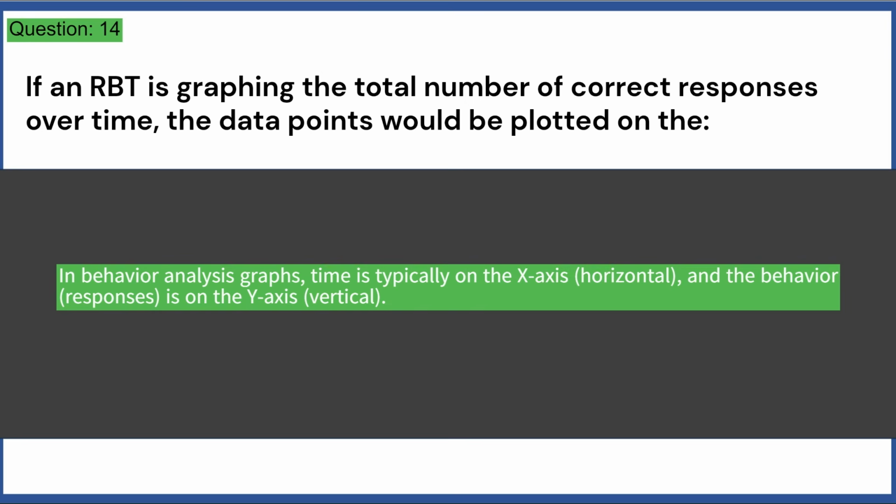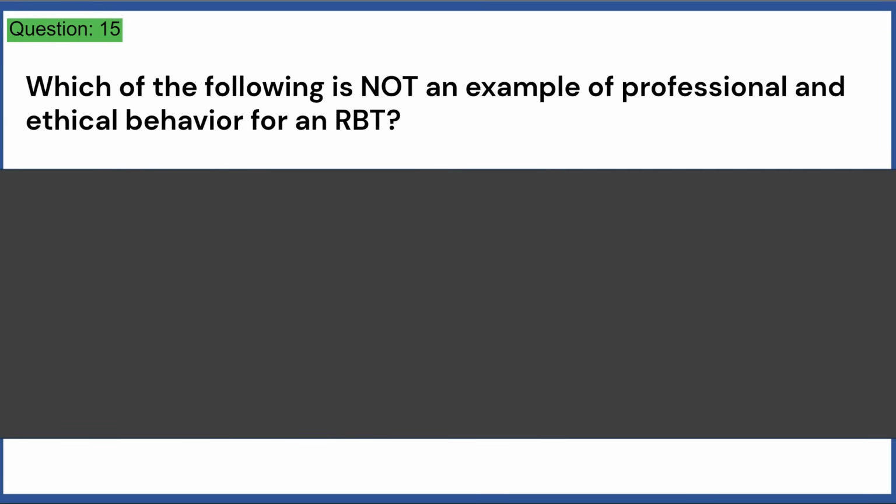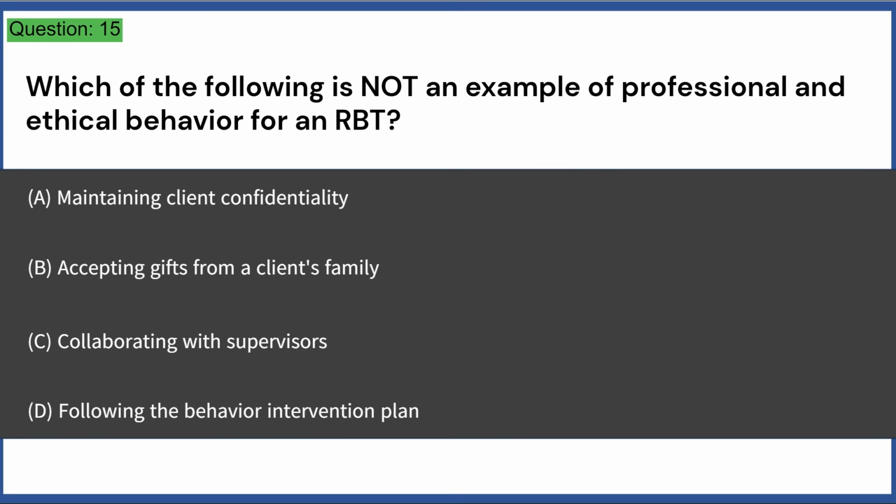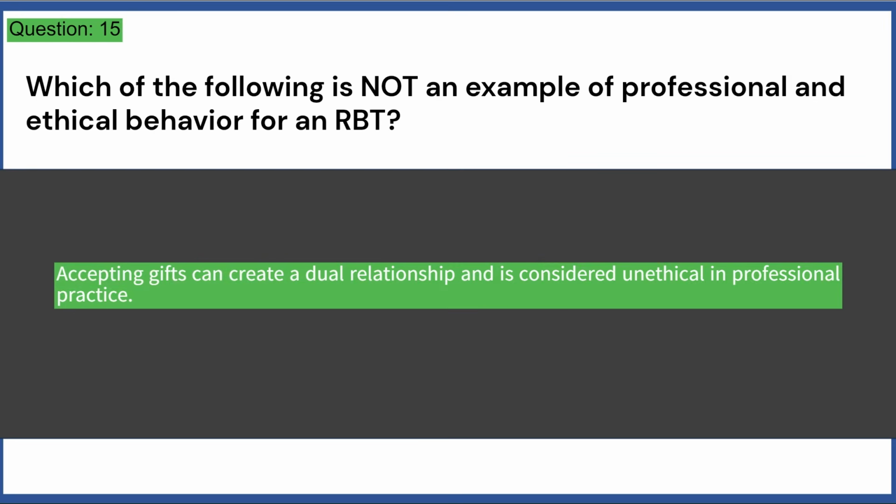Which of the following is not an example of professional and ethical behavior for an RBT? A. Maintaining client confidentiality. B. Accepting gifts from a client's family. C. Collaborating with supervisors. D. Following the behavior intervention plan. Answer: B. Accepting gifts can create a dual relationship and is considered unethical in professional practice.